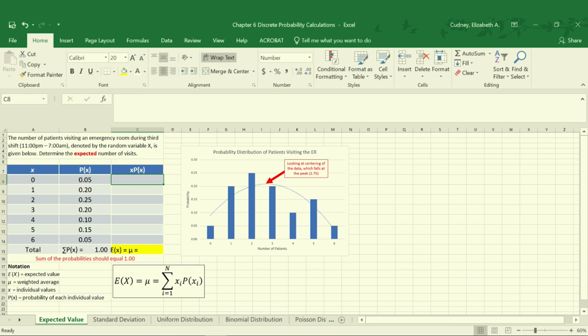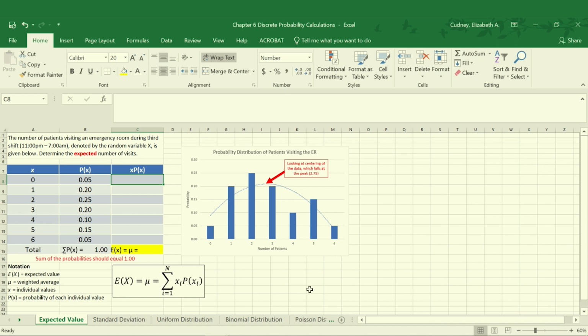We can only have a whole number, an integer number of patients that are visiting the ER during any given third shift. So we could have 2 patients, 3 patients, 4 patients, and in this example, anywhere from 0 patients up to 6 patients that visit the ER. It has to be a discrete number because we can't have 2.3 or 3.7 number of patients that visit the ER.